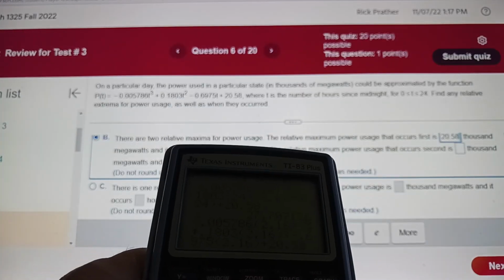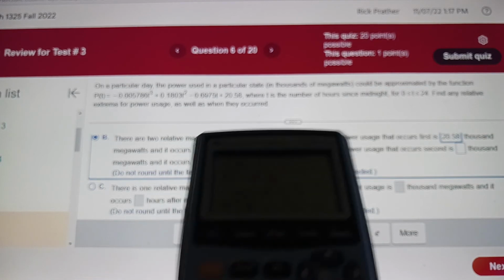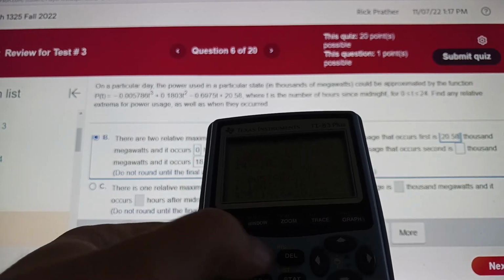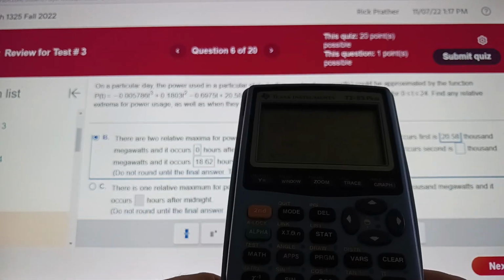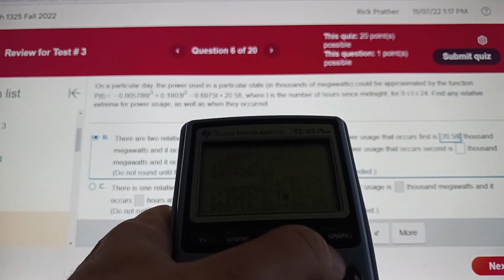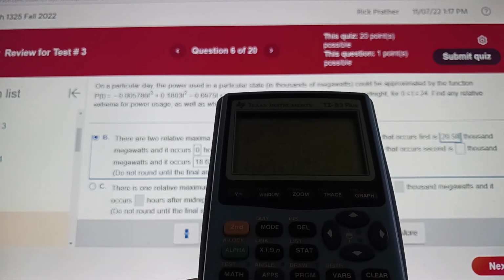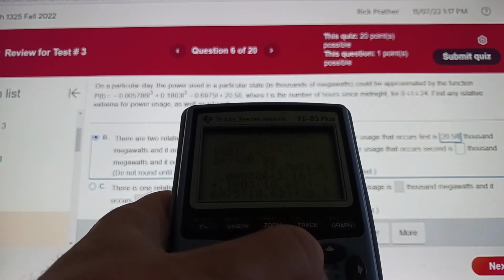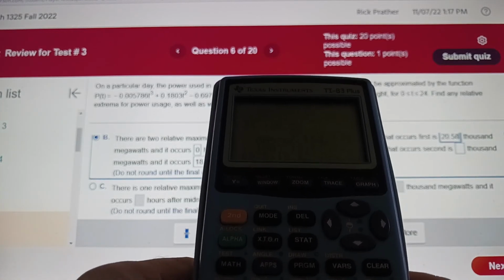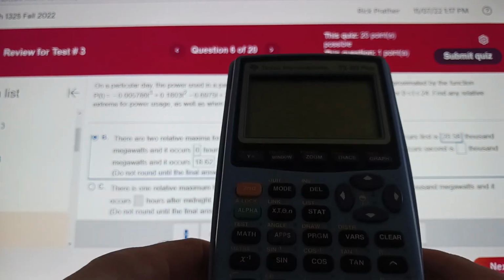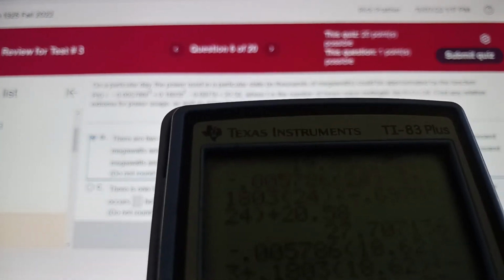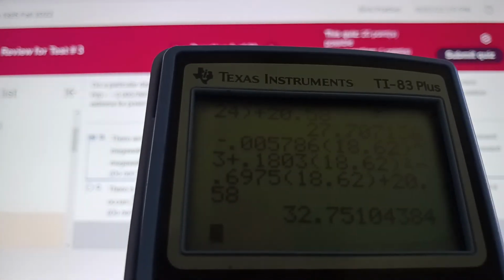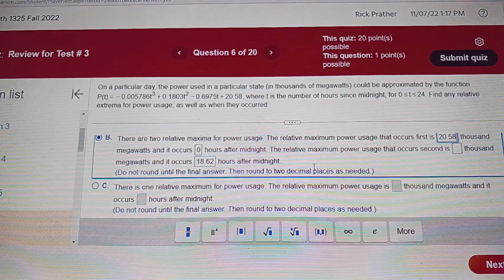Maybe if I go back 2 places. 18.6, whoops, 2. 18.6, insert a 2. 18.6, insert a 2. $32.75.